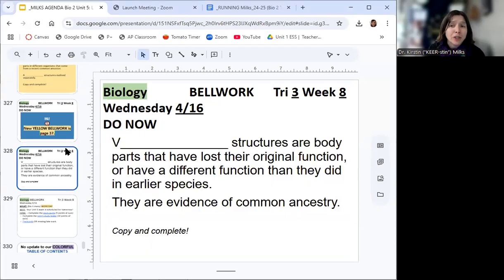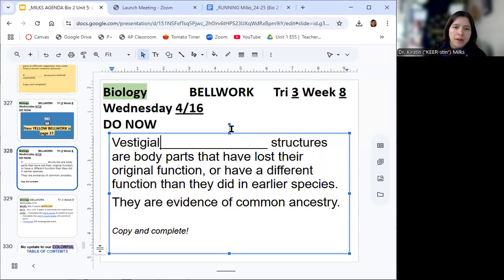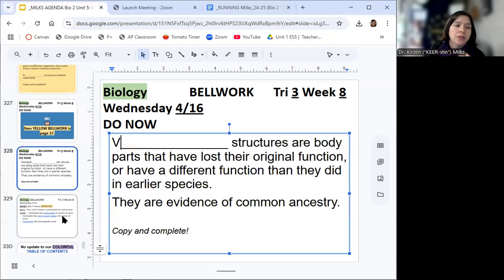Okay, I never taught you this, I don't think. Or if I did, I didn't do a great job, or I wasn't here. So I wanted to make sure you'd seen this word. The answer is this word. So go ahead and pause the video, and just a heads up that you're going to need to know that word. Those are body parts that have lost their original function or have a different function than they did in earlier species. They are evidence of common ancestry. And the way you pronounce it is typically vestigial structures.